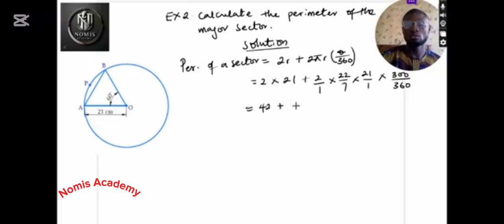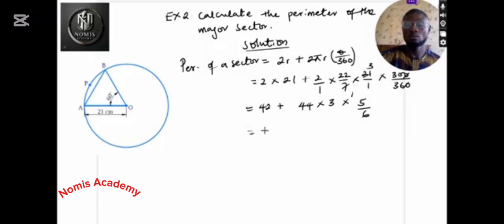So plus, I have 7 here 1 and 7 here 3. So I have 2 times 22, that is 44. 44 multiplied by 3 multiplied by, so I can say 0 cancels 0, so I'm left with 30 over 36, and that is 5 over 6. 5 over 6, if I divide both sides by 6, so I have 5 over 6.